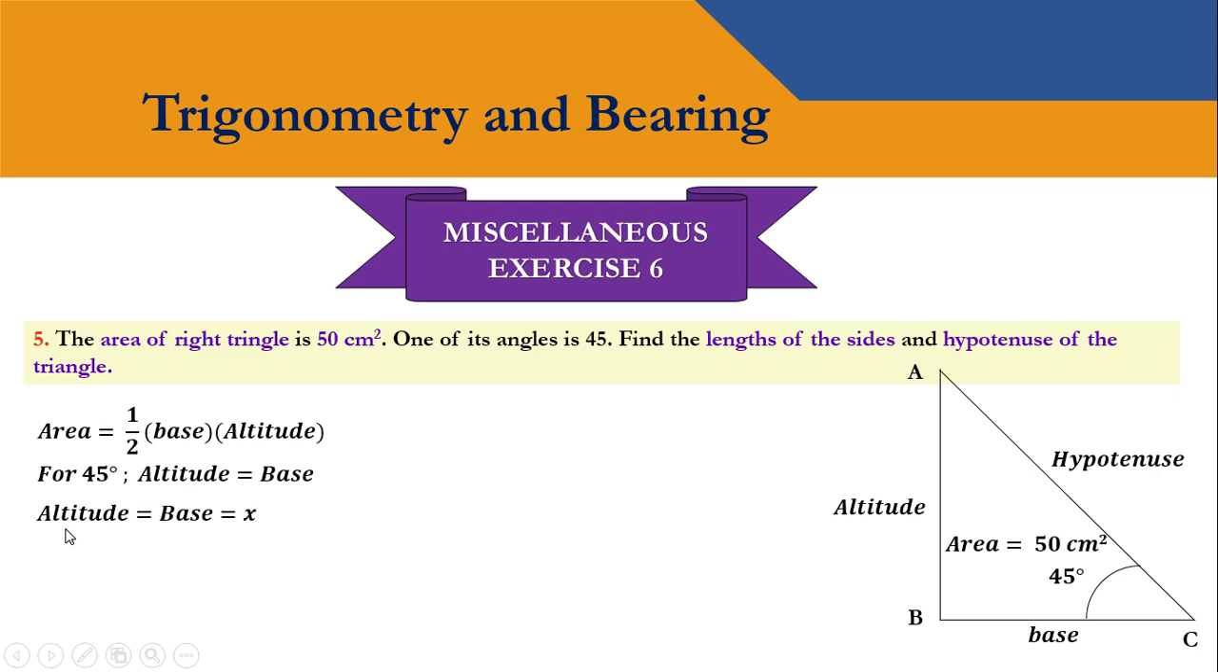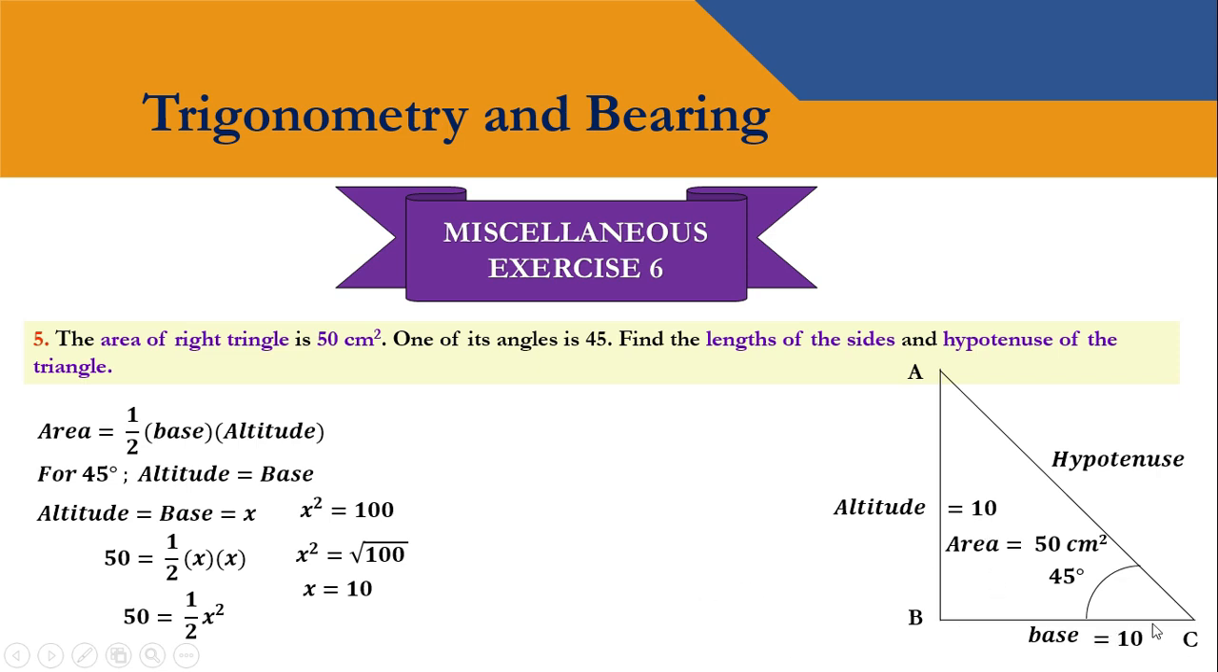We assume that the altitude is equal to the base and the base is equal to some value x. Now putting the value of x in place of the base and in place of the altitude and solving this equation, we get the value of x is equal to 10. As we assumed that x is equal to base and x is equal to altitude, it means that our altitude is equal to 10 centimeters and our base is also equal to 10 centimeters.